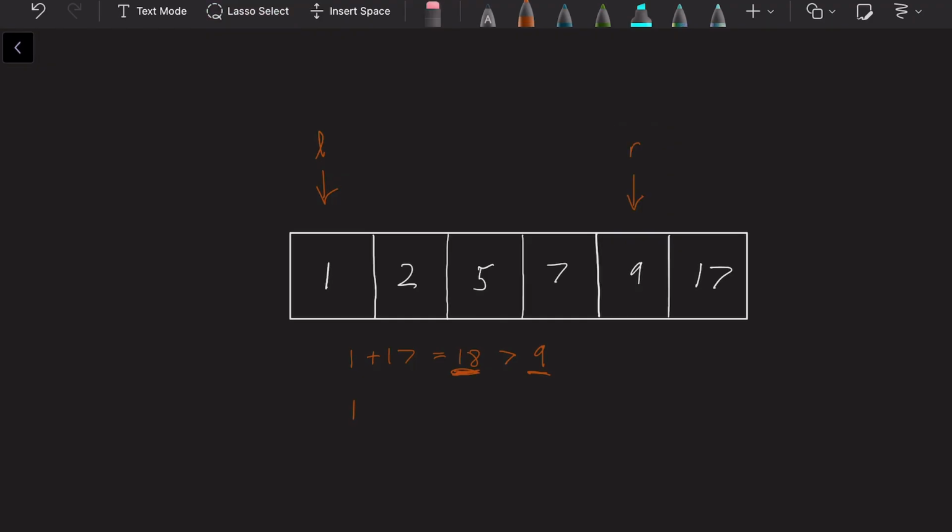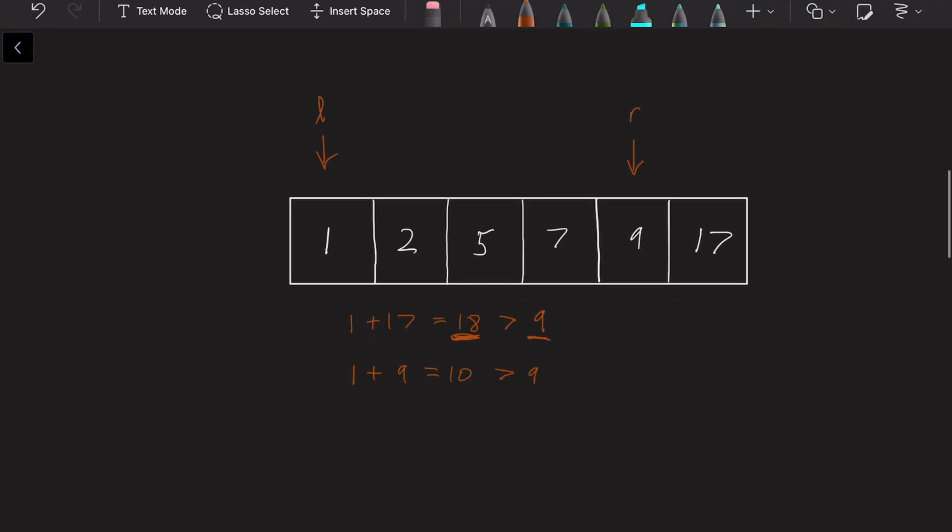What do we get? We get 1 plus 9, which is 10, which is still larger than 9, but a lot closer. Okay, so let's try that again. Since our sum is still larger than the target, let's decrease the right pointer. What do we get now? We get 8. So now we're smaller than our desired target, right? We got 8, we want to be 9. So what should we do now?